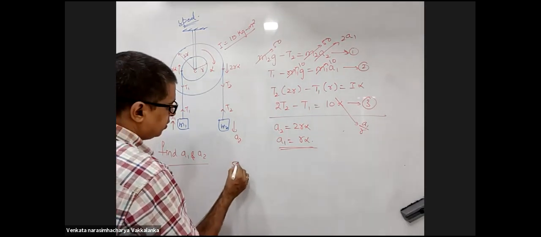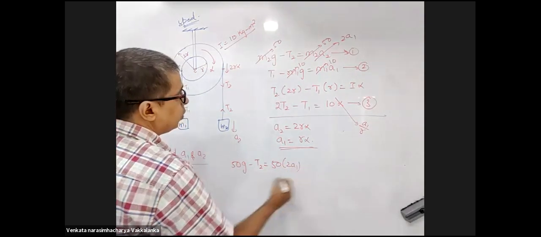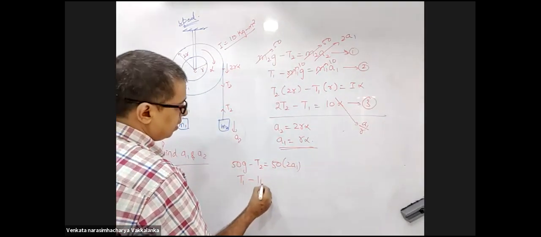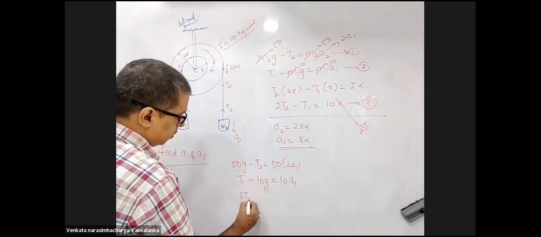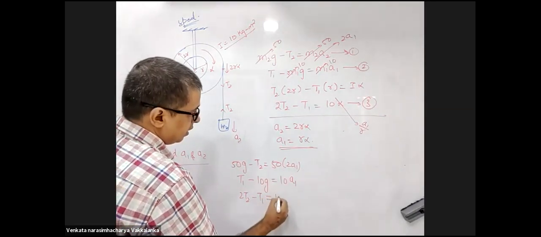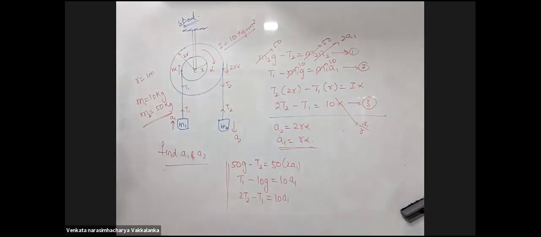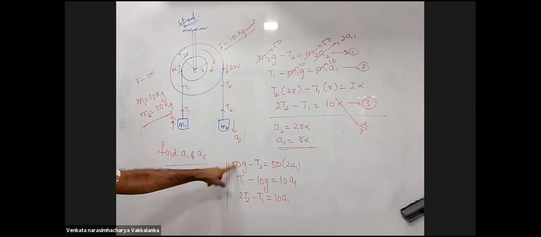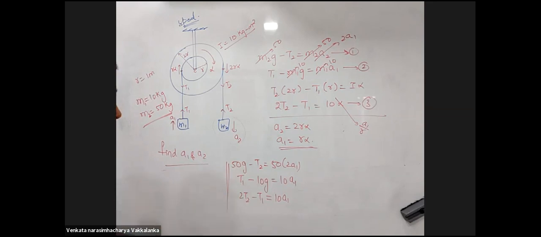So finally your equations are 50G minus T2 is 50 into 2A1. T1 minus 10G is 10 into A1. 2T2 minus T1 is 10 into A1 by R. R is 1. Now this simplification should not be difficult for you. Multiply the first equation with 2 and add all the three equations, you get A1, and your job is done.